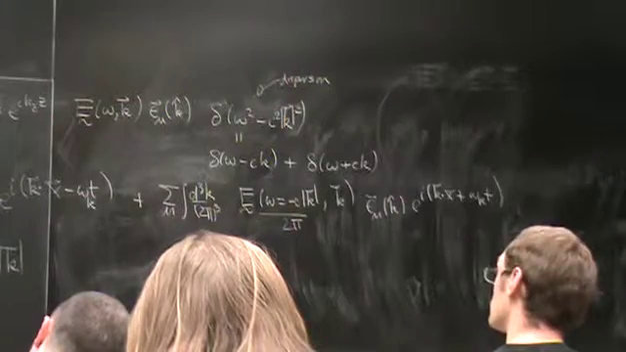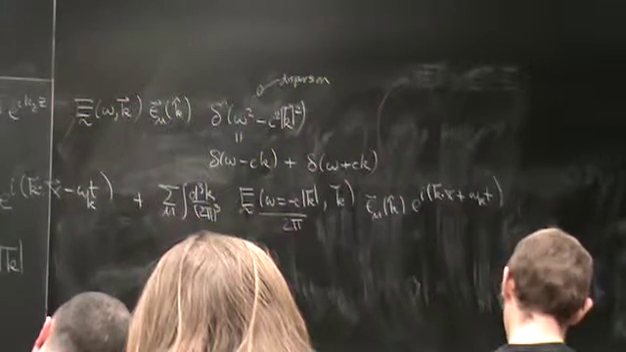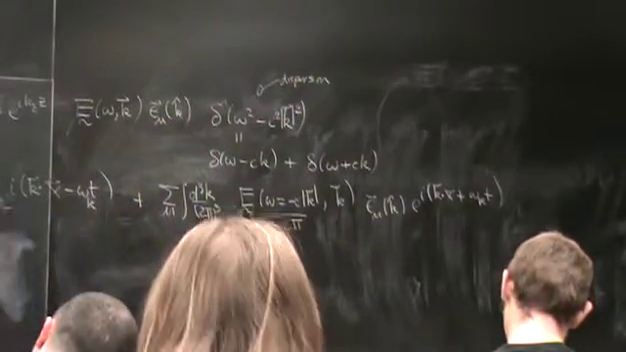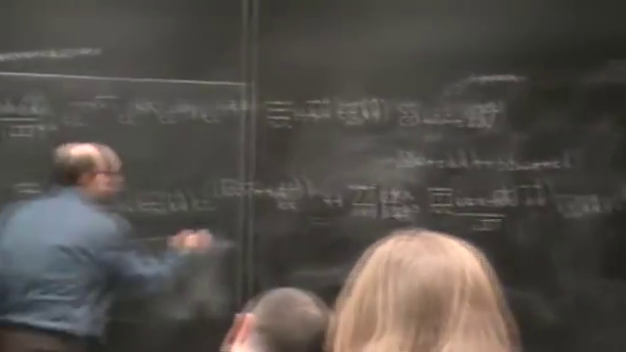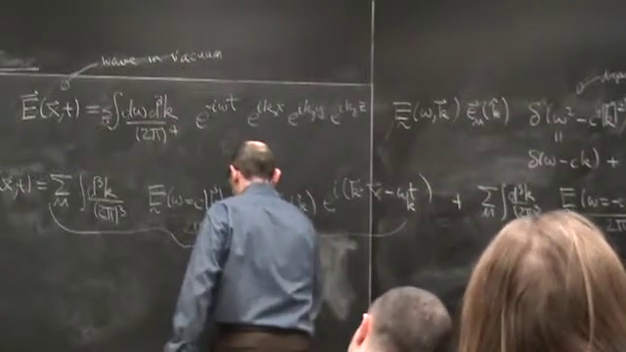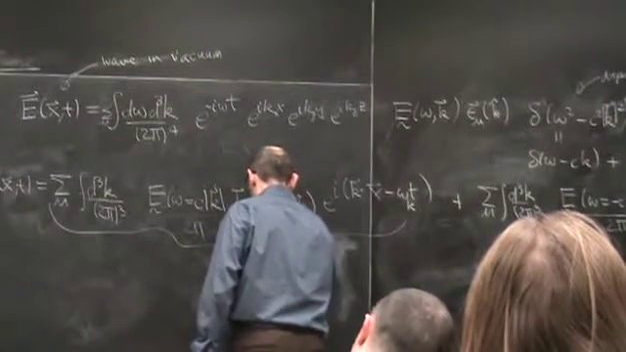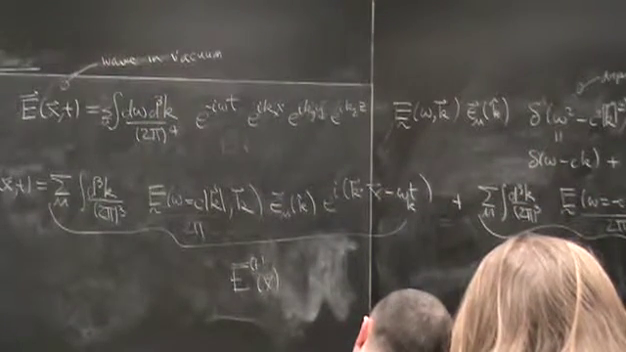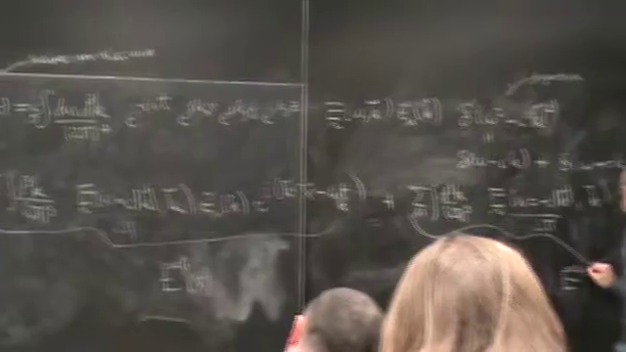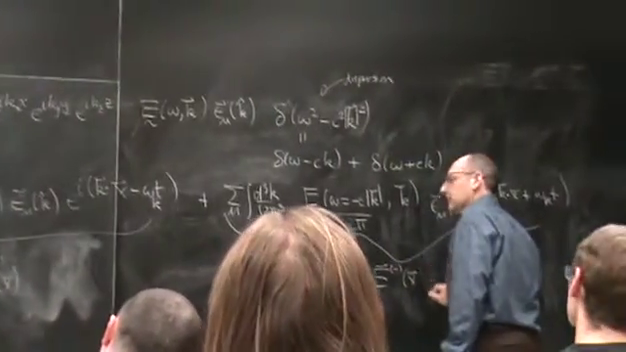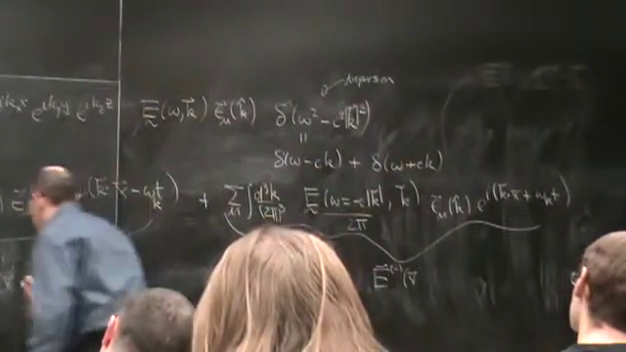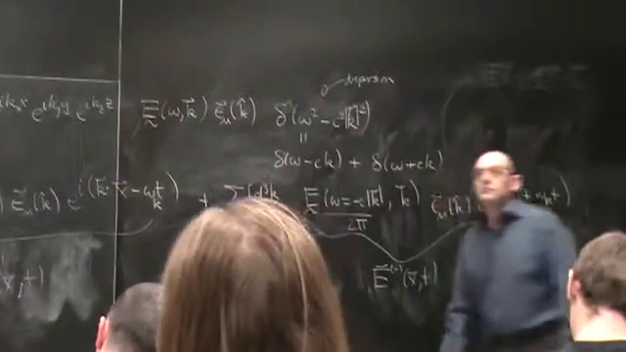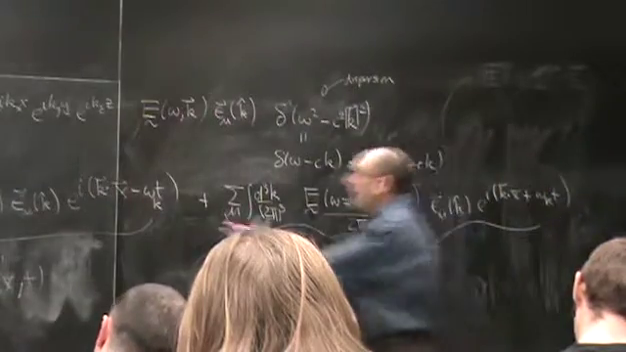So, these things have names. Alice and Bob, no, that's not their names. This is called the positive frequency component. And this is called the negative frequency component. Why is that? Well, you can kind of see that here.